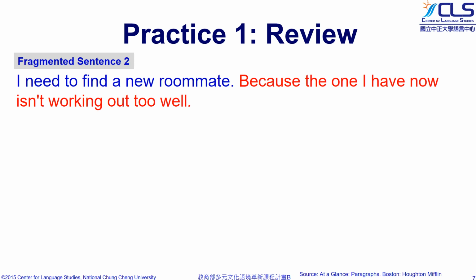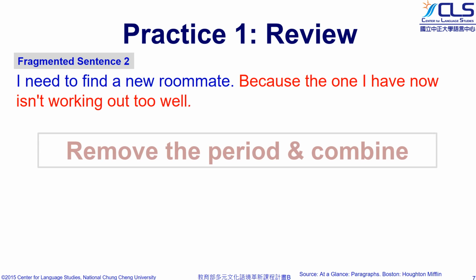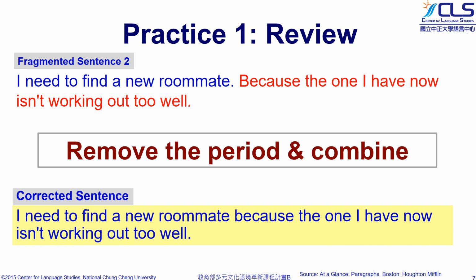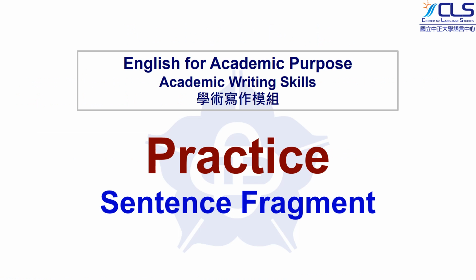Let's look at the second type of fragment, sentences that have become disconnected. What we can do to correct it is to remove the punctuation, the period, in the first sentence and then combine the sentences as one. I need to find a new roommate because the one I have now isn't working out too well.